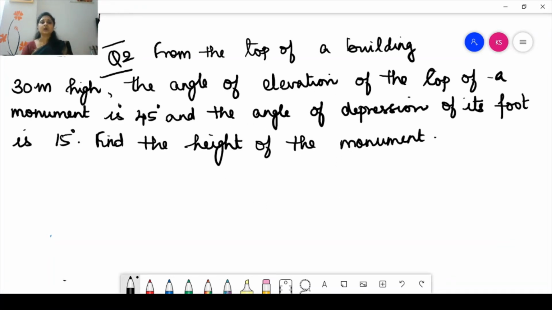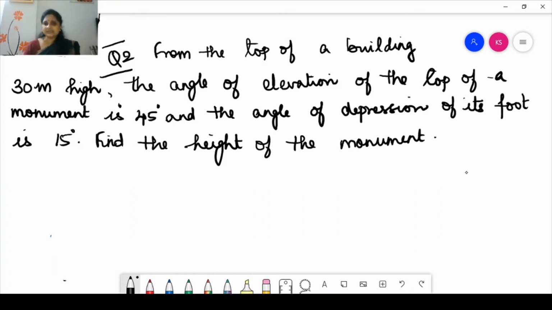Now understand the question properly. There is a building. From the top of a building, 30-meter high. So there's a building that's 30-meter high. The angle of elevation of the top of a monument is 45 degrees and the angle of depression of its foot is 15 degrees. Find the height of the monument.